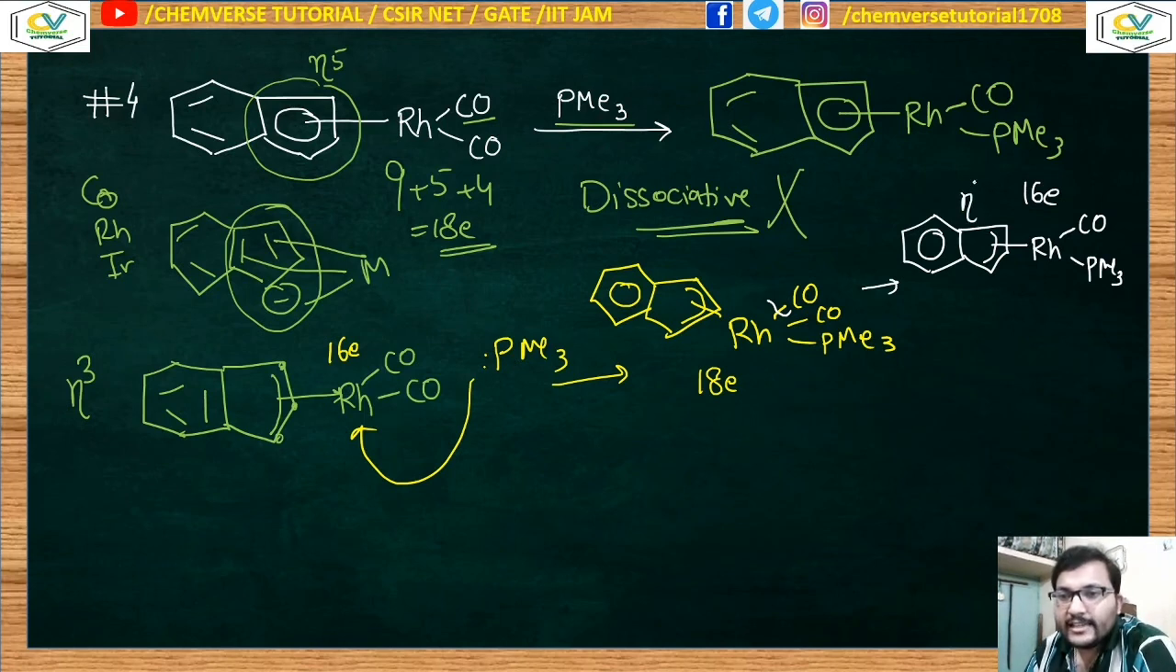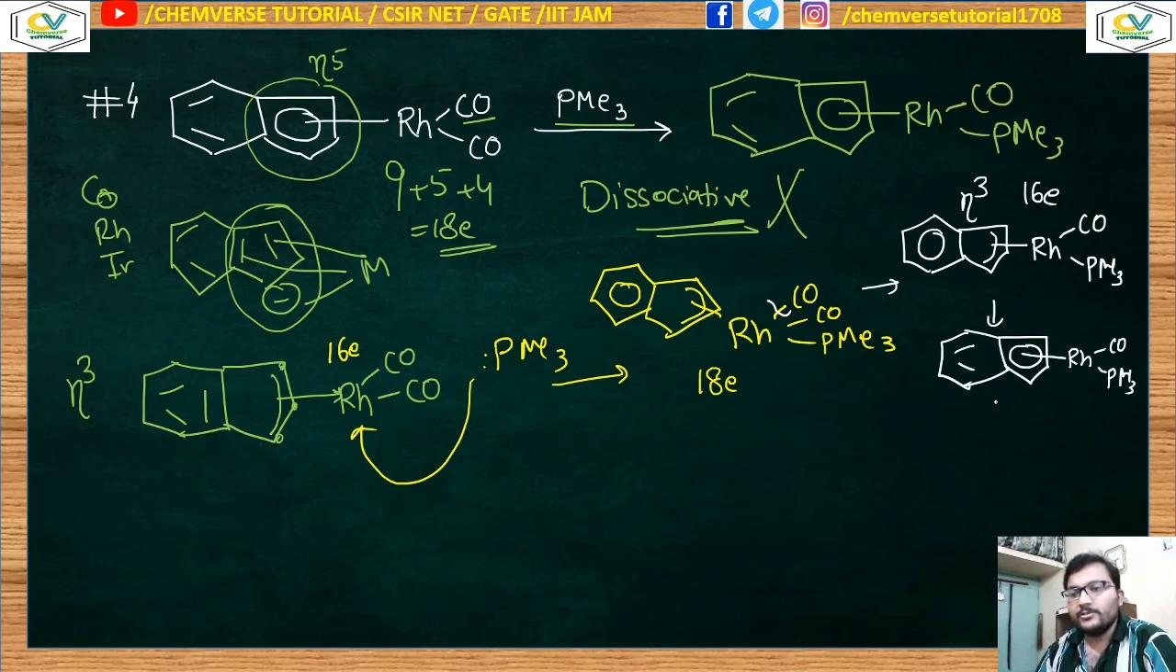Now this hapto3 ligand can change its hapticity from hapto3 to hapto5 because it's a flexible one, and it has the option to adopt the hapto5 system. So it will turn into its earlier hapto5 hapticity, with CO and PMe3. Now if you calculate the electrons, obviously it will be 18 electron, because 9 from rhodium, 5 from the hapto5 system, 2 from carbonyl, 2 from trimethylphosphine. So 9 plus 5 is 14, total 18 electron. So now it's a stable 18 electron complex.